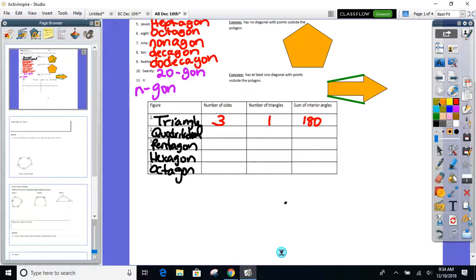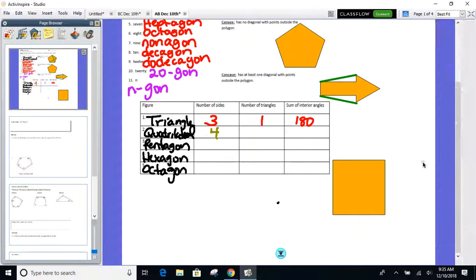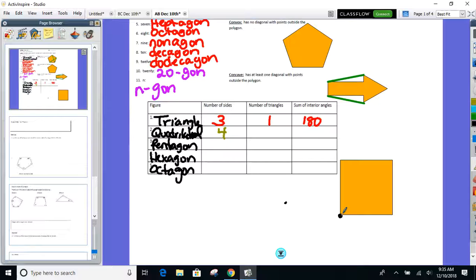All right, quadrilateral, how many sides? 4. Here's what I mean by number of triangles formed, and this is what your group's going to do for the other 3. There's my quadrilateral. Starting from one vertex only, how many diagonals can I draw in? Just that one. Don't tell me 2, because you have to start from one vertex only when you make these triangles. How many did I form? 2 triangles.